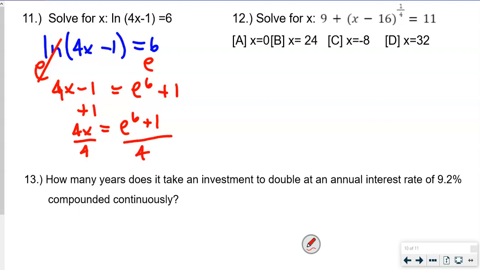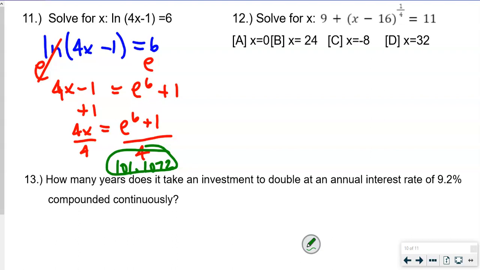Now you guys can put this in the calculator just like this. Okay, e to the 6th plus 1, and then divide that result by 4. And when you do that, you should get 101.1072. Okay, that's your final answer right there.